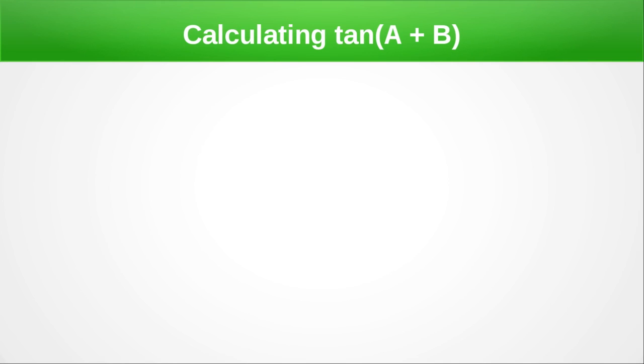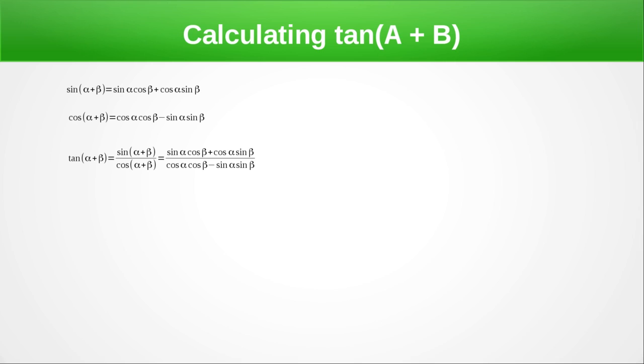Okay, so let's calculate the formula for tan alpha plus beta. So we already know the one for sine alpha plus beta, and we already know the one for cosine of alpha plus beta, and we know that if we divide sine by cosine we get tan, so we get this formula here. Now this one is really straightforward. What we're going to do is look at these four terms here, this one, this one, this one and this one, and every single one of them we divide by cos alpha cos beta.